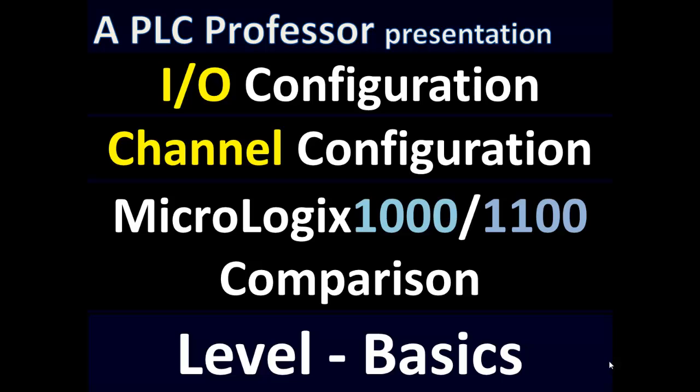This one is going to cover I/O and channel configuration, and we're going to compare the Micrologix 1000 and 1100. The reason that we're comparing these two processors is that the Complete PLC Learn series was designed to use the pro gratis version of RSLogix500 called MicroStarter Lite. MicroStarter Lite can be downloaded from Rockwell. It supports only two processors, the Micrologix 1000 and the Micrologix 1100.